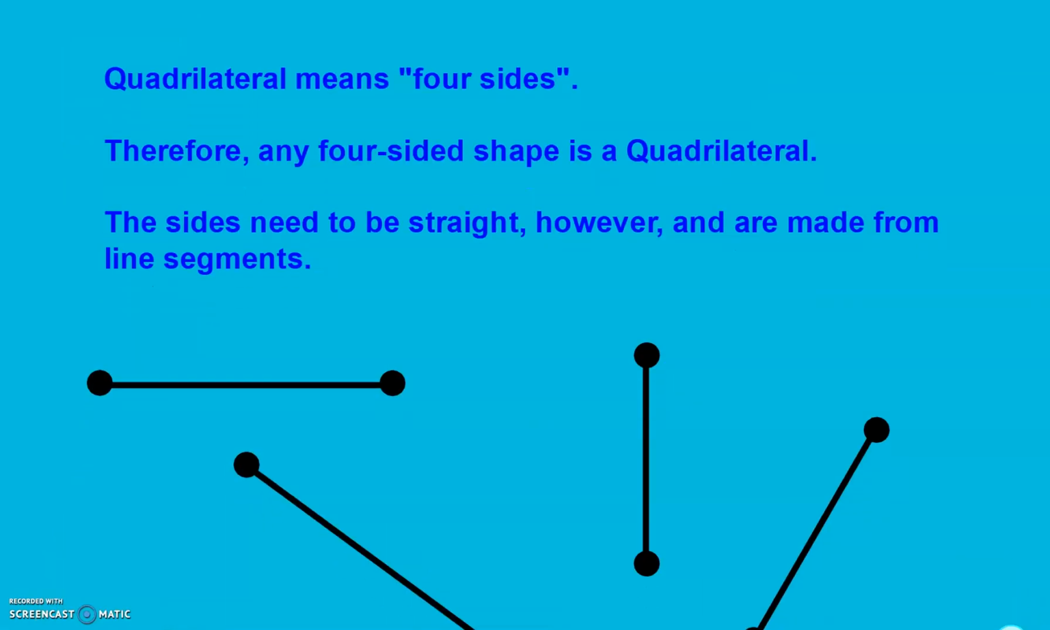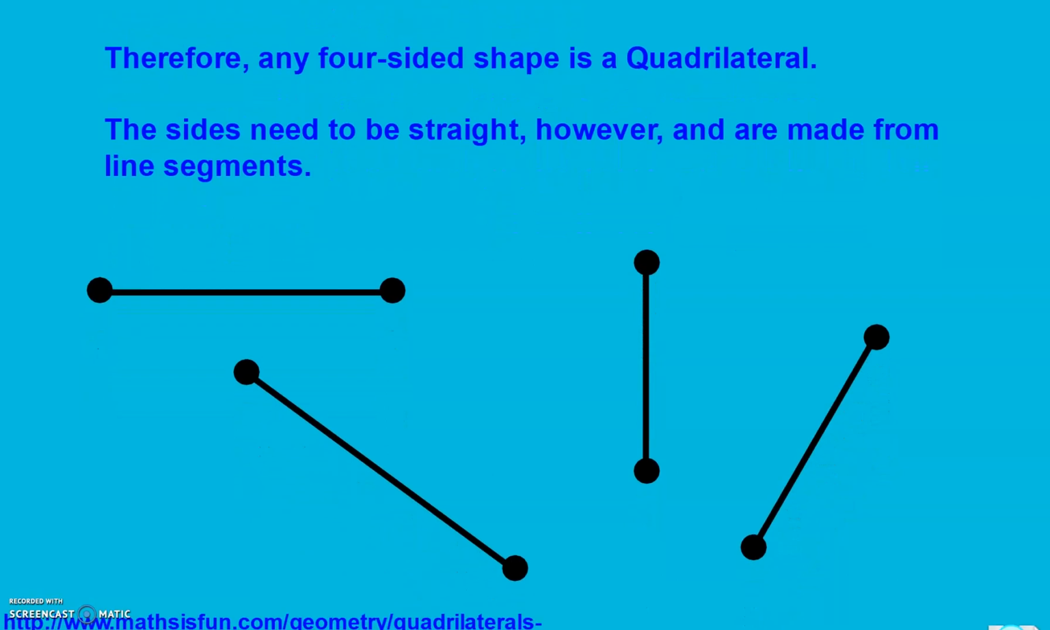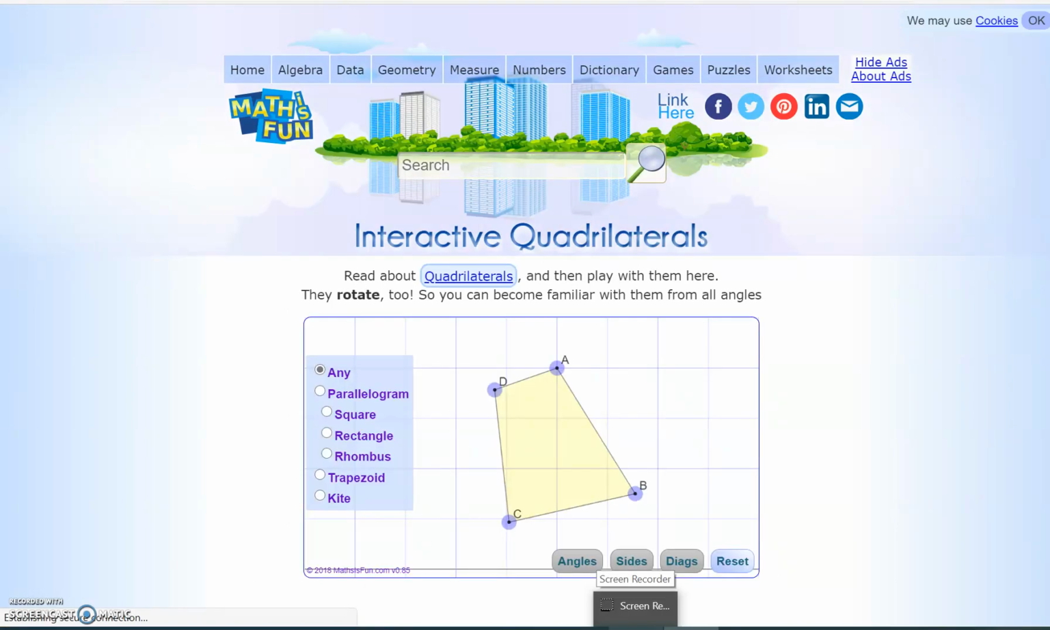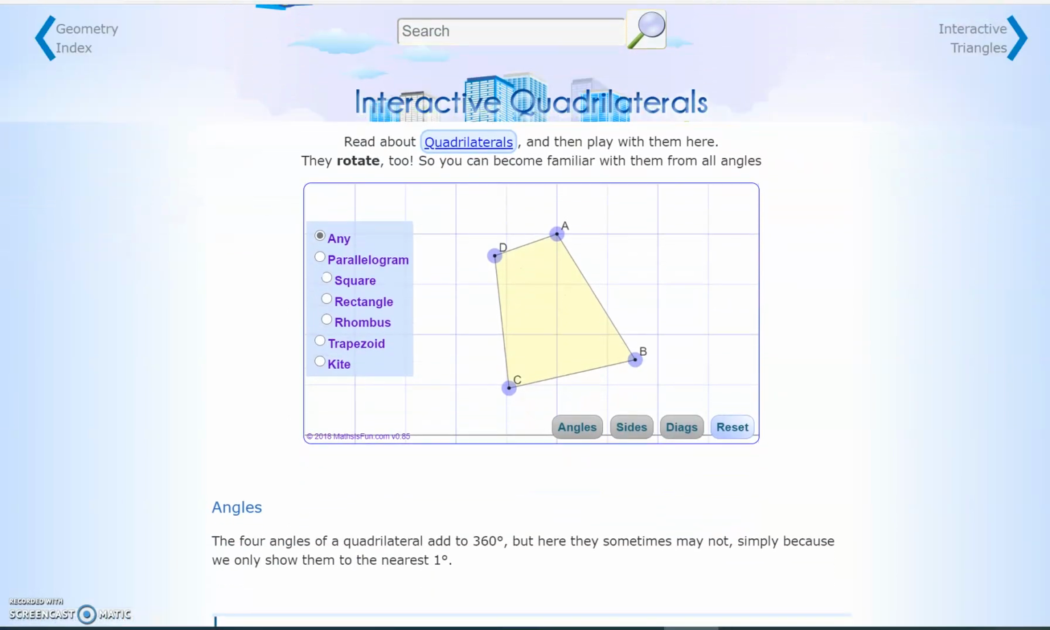Quadrilateral means 4 sides, therefore any 4-sided shape is a quadrilateral. The sides need to be straight, however, and are made from line segments. So if we look here, we can make any quadrilateral. So here's a quadrilateral, this one is not because it intersects.